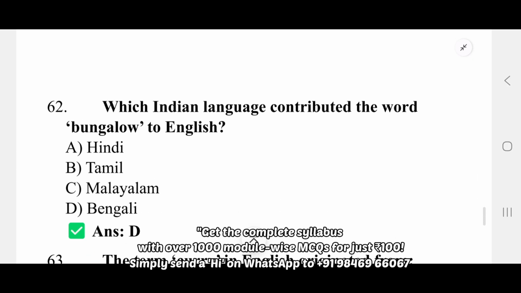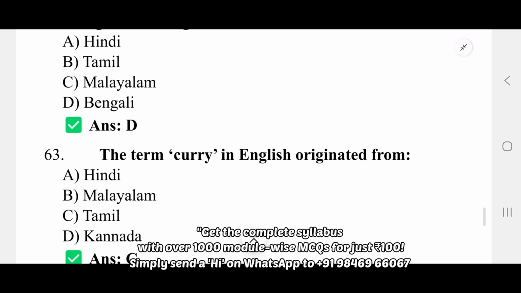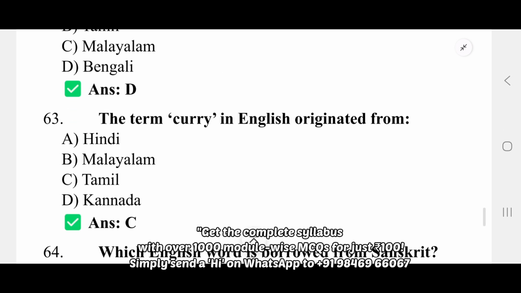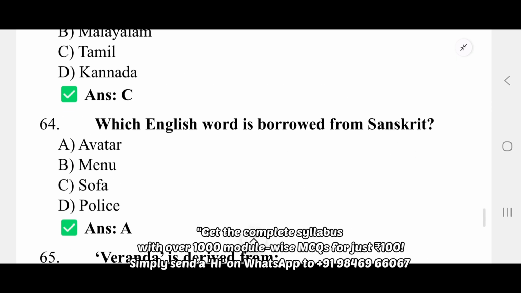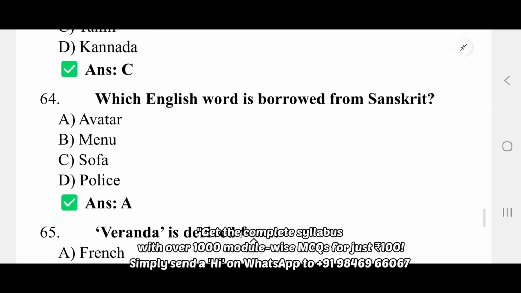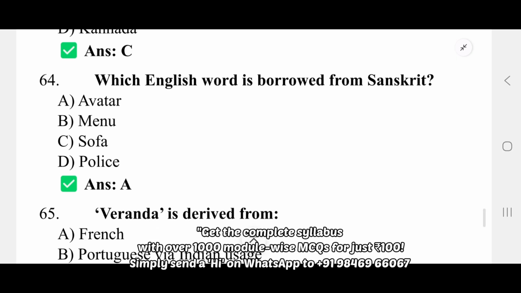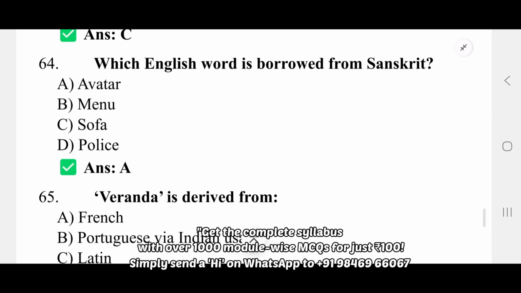Which Indian language contributed the word bungalow to English? Bengali. The term curry in English originated from Tamil. Which English word is borrowed from Sanskrit? Avatar, menu, sofa, police.